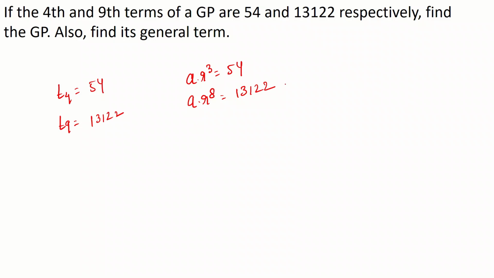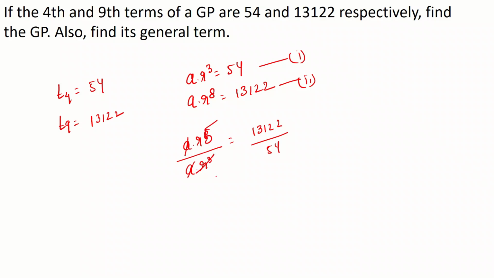So in order to solve, we divide equation number 2 by equation number 1 and see what happens. So a into r to the power of 8 divided by a into r to the power of 3 gives me 13122 divided by 54. a and a cancel out, r to the power of 8 by r to the power of 3 gives me r to the power of 5. So r to the power of 5 is equal to, I need to cancel out in here as well. It is cancelling out by 9.